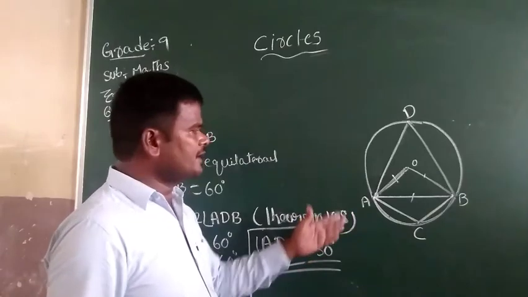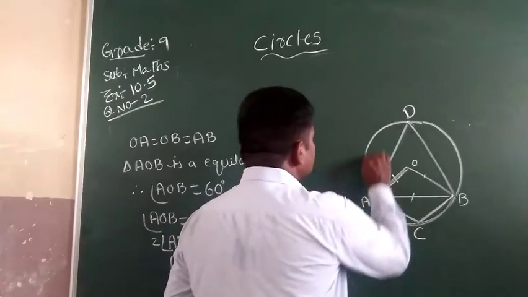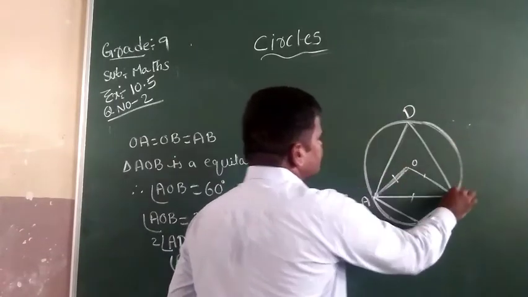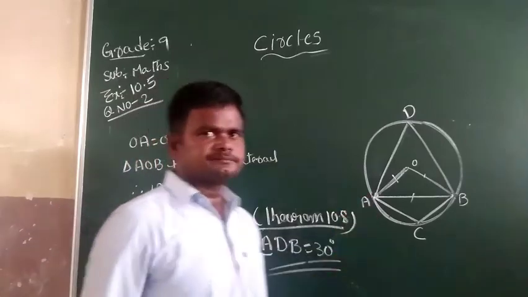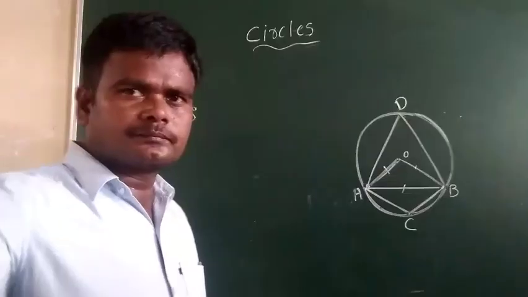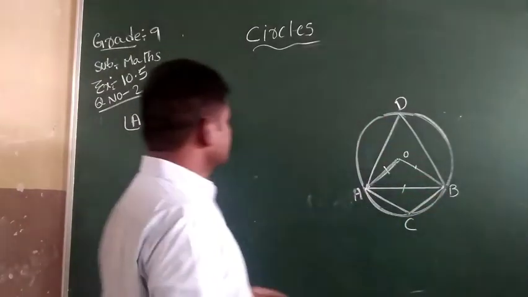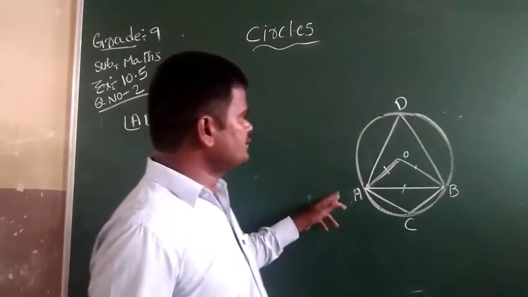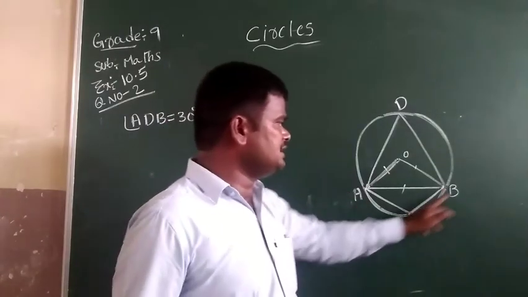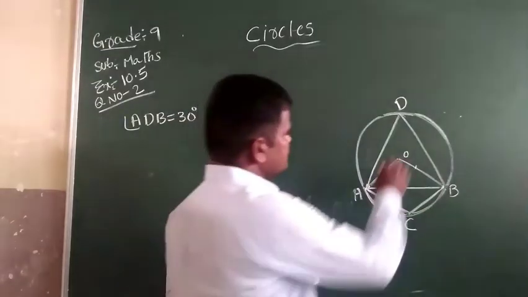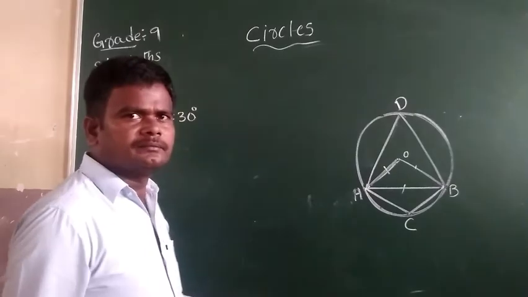Now this is the major arc. What is the major arc? ADB is the major arc. So angle ADB equals 30 degrees. Then next we have to find angle ACB. So this is finished. We need to find angle ACB.